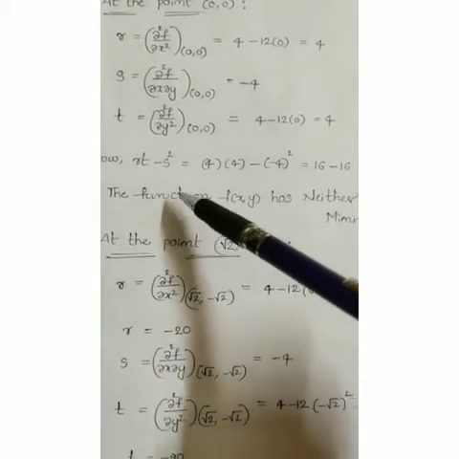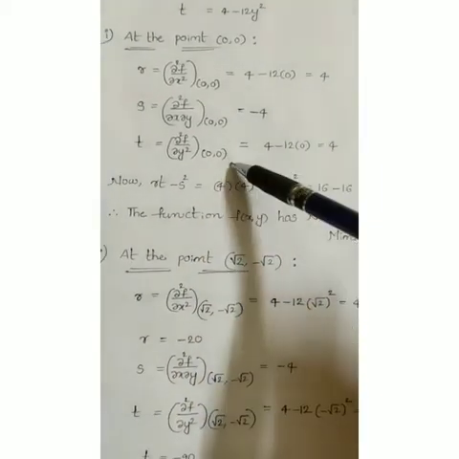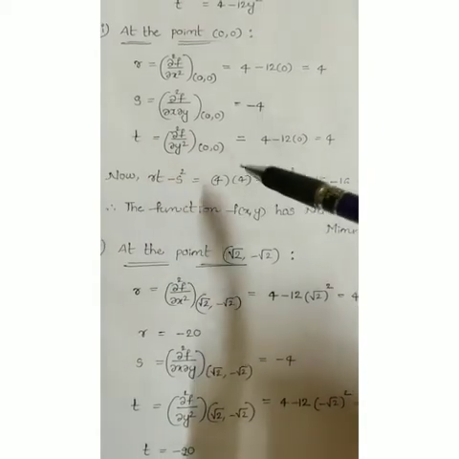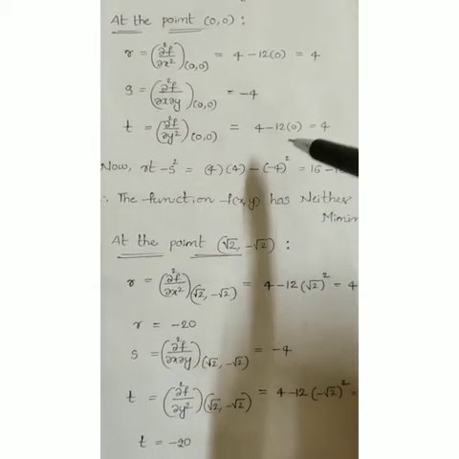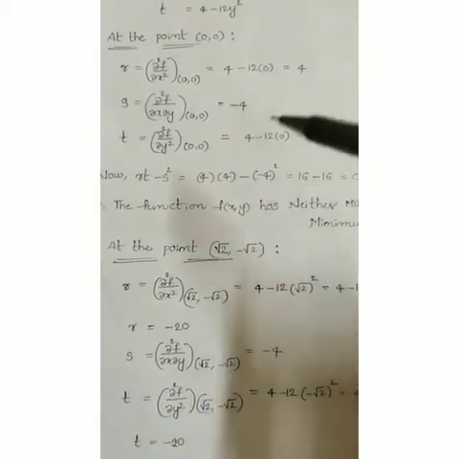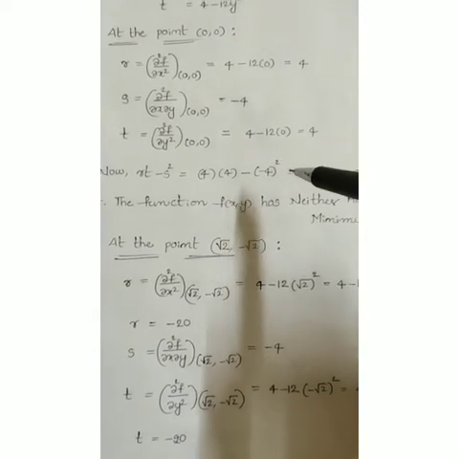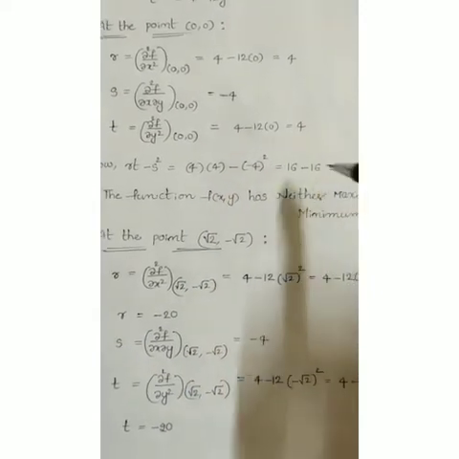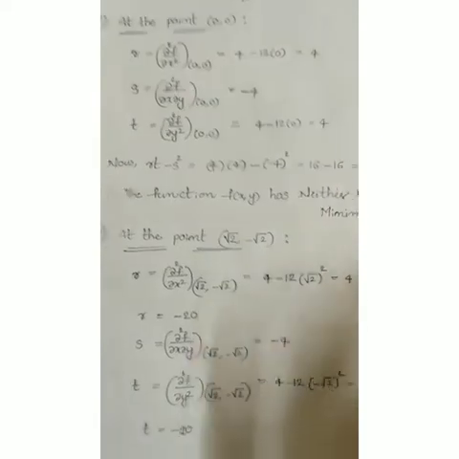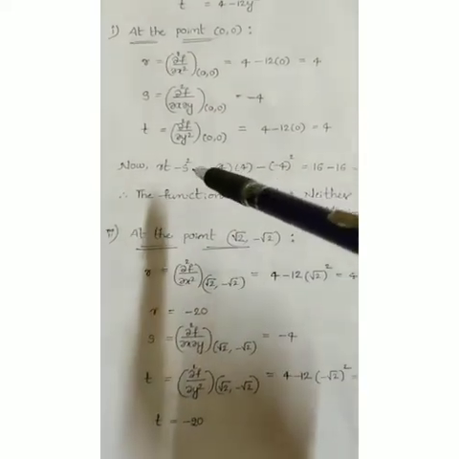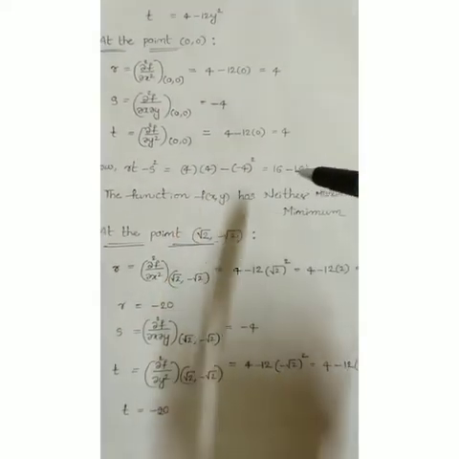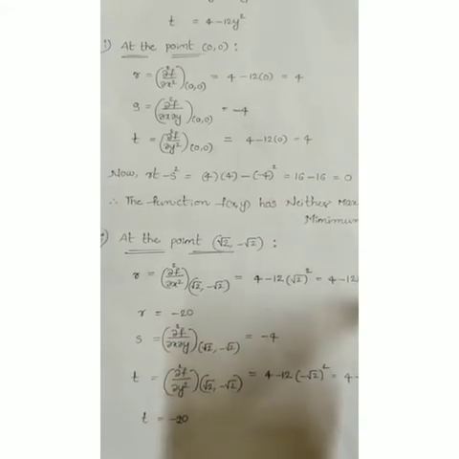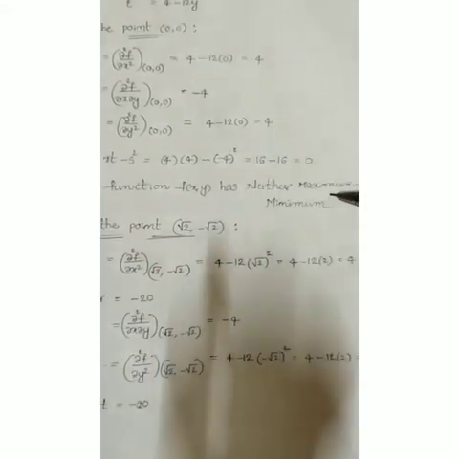Now rt minus s square equal to r 4 into t is 4 minus s square minus 4 whole square. So 4 into 4 is 16 minus 4 whole square is also 16. So 16 minus 16 is 0. So in this case we get rt minus s square equal to 0. So in this case the given function has neither maximum nor minimum.